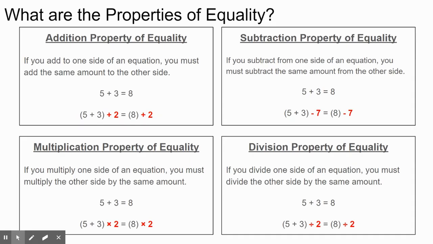So there's not really any differences between those 4 properties of equality. It's just making sure that if you do something to one side, you have to do it to the other side as well. There are more properties of equality as well, but we're not going to be looking at any of them. These are the 4 that we need to know for what we're going to do this year.